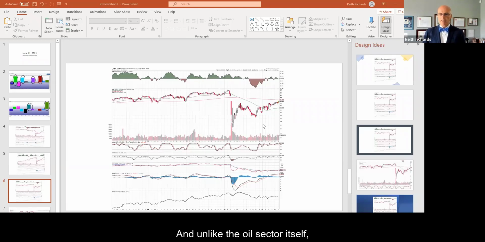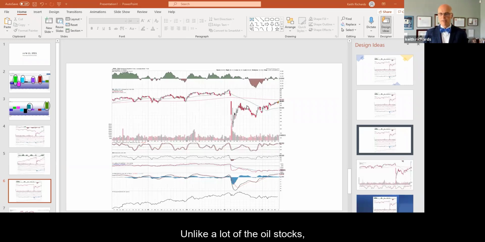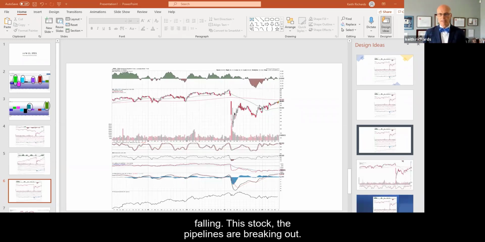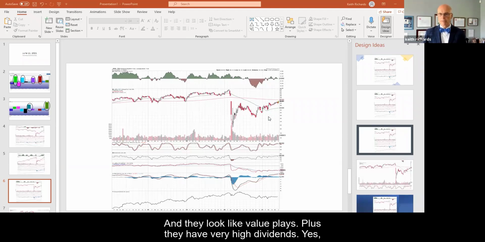And unlike the oil sector itself, it's still got a ways to go before it comes into significant technical resistance. You've got a little bit of air up here before you get into kind of this zone here. So there's some room to go. And it just broke out. Unlike a lot of the oil stocks, if you take a look at them, like Suncor and whatnot, which is one that we sold actually, keeps hitting a particular price level and falling. The pipelines are breaking out. We owned three of them and they've all broken out and they all look pretty good. And they look like value plays, plus they have very high dividends.